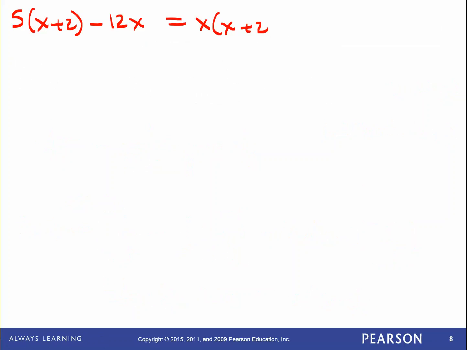All right, let me start it here. Those that are staring up at the board here, let me rewrite what I had before. That's what I had before. And let's multiply the 5 in. So 5x, 5 times 2, x times x, x times 2.